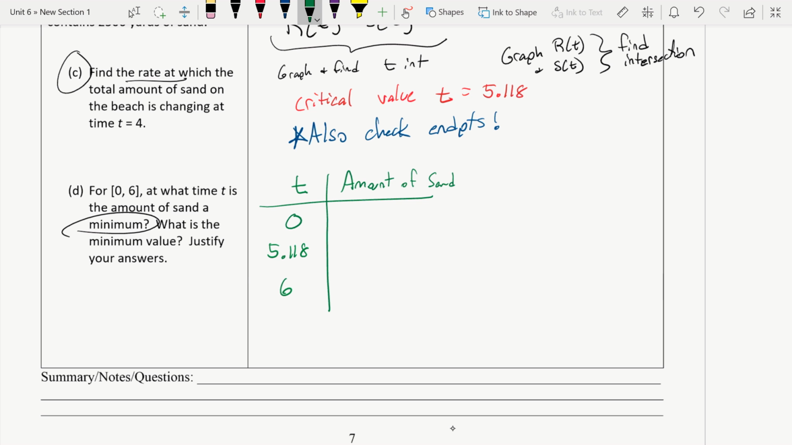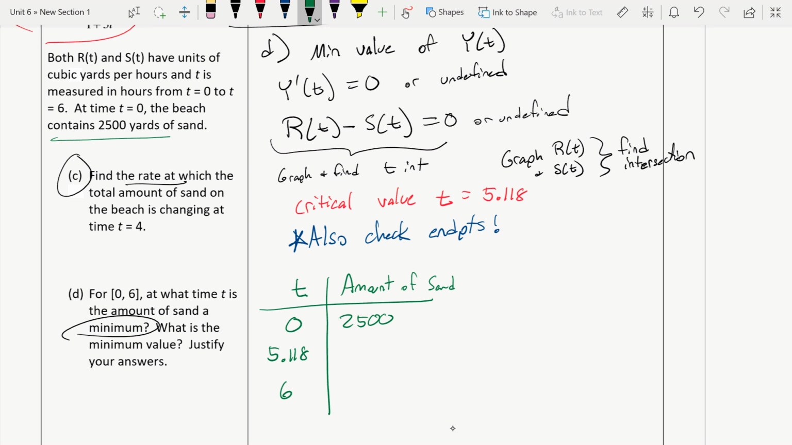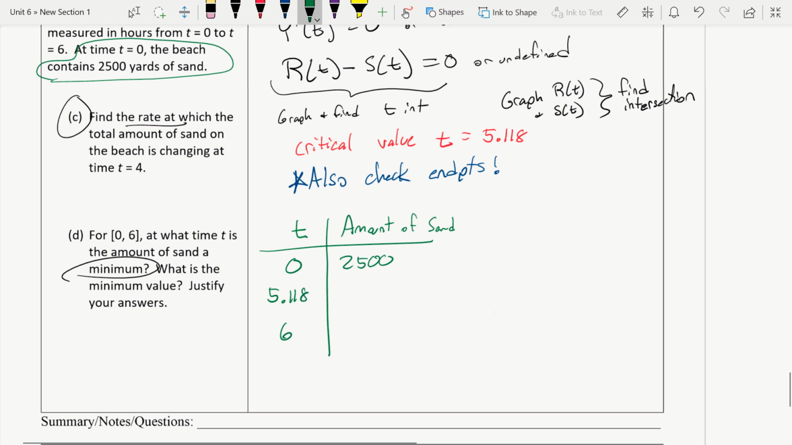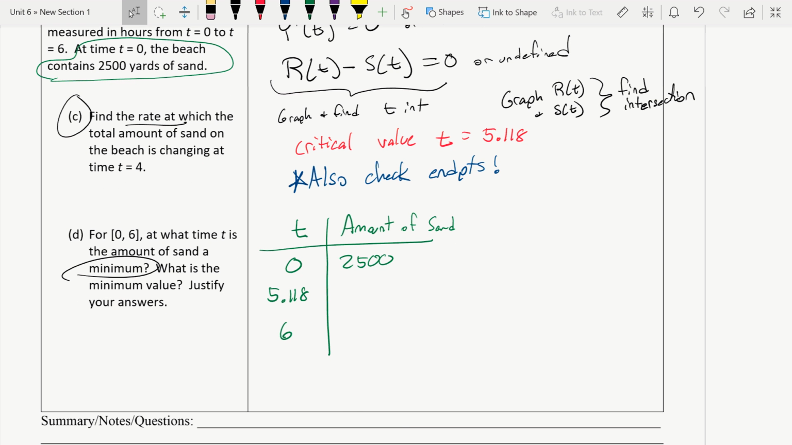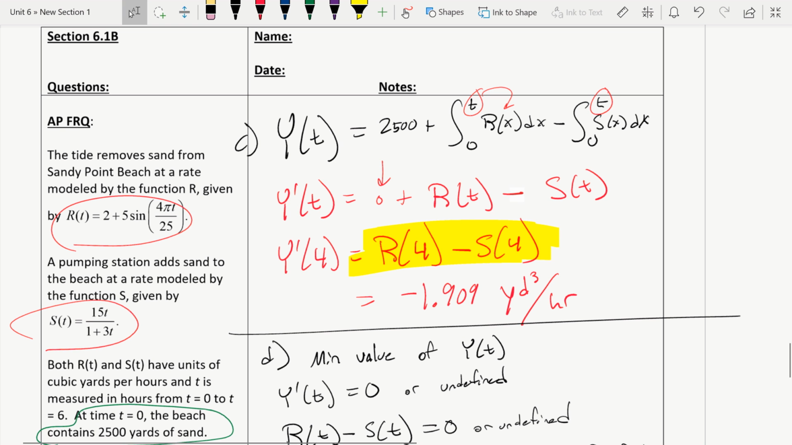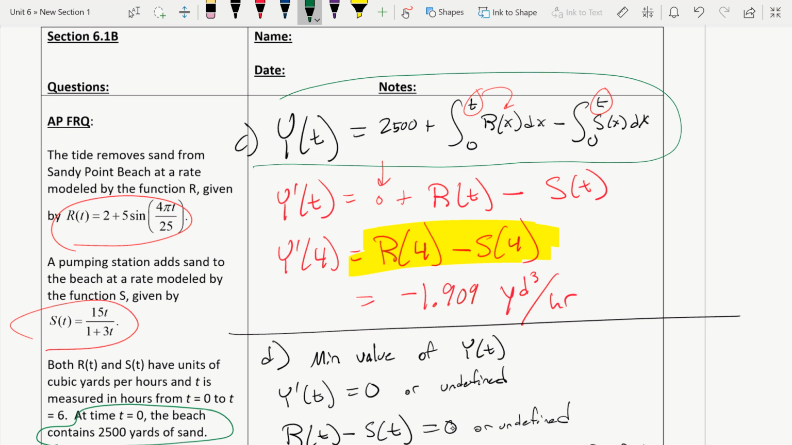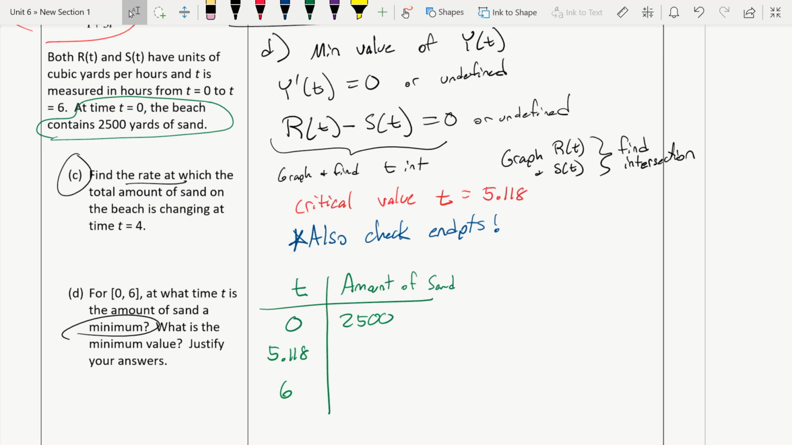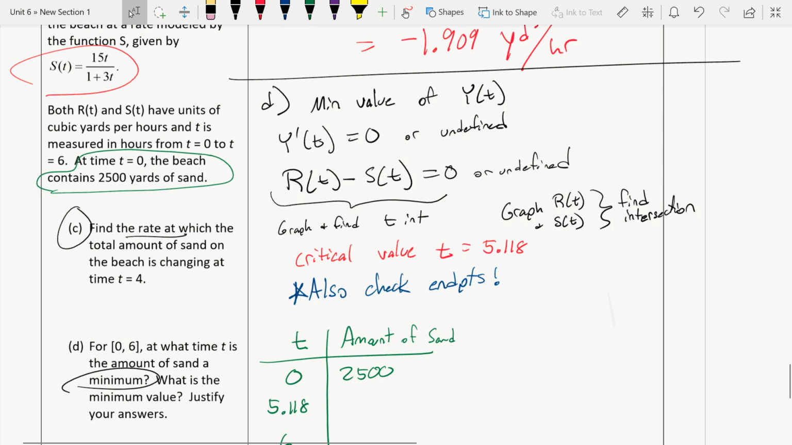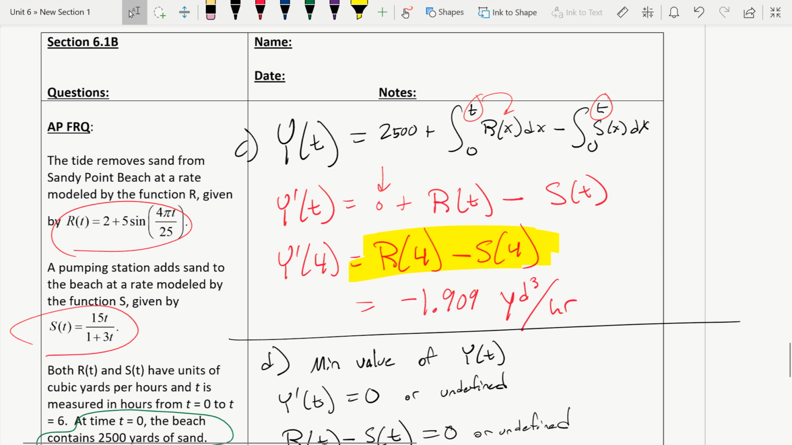We were given the initial condition. We were told in the setup, right over here at time 0, there's 2,500 cubic yards of sand. Okay. Now I just need to evaluate my y of t for the other two. I need to do it for 5.118 and 6. No better time than the present to use your calculator again. What's going to be different than this? You're just going to be plugging in 6 or 5.118.